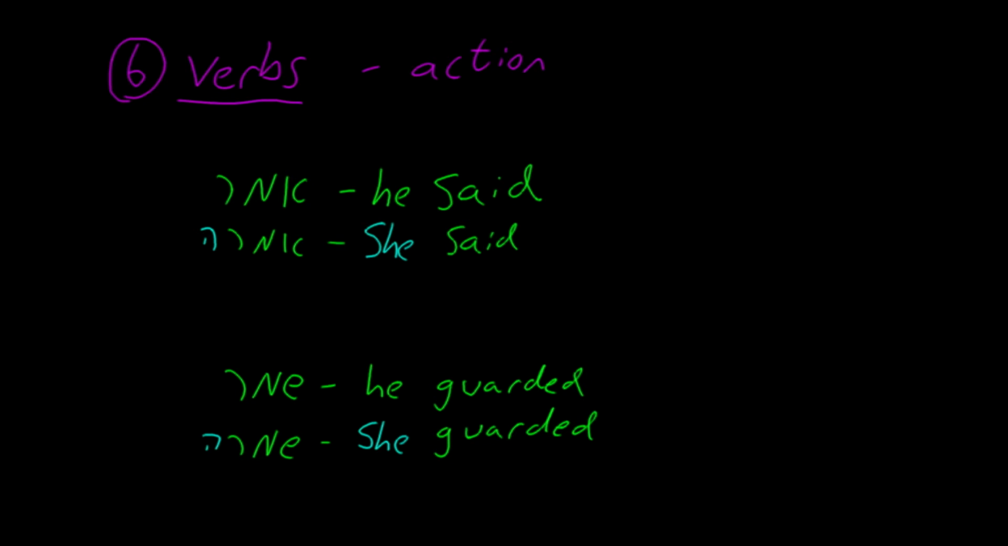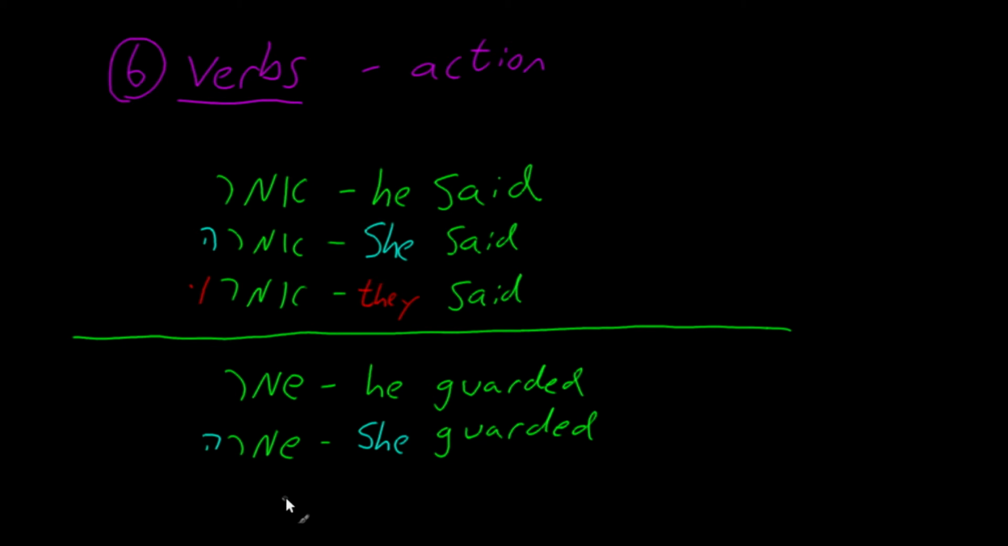How would you say they said? Alright, so they said is like this. You just add a u on the end. Amru, which means they said. Let me make a divider here. Shamaru means they guarded. Alright, so these are three very important verbs to start off with.